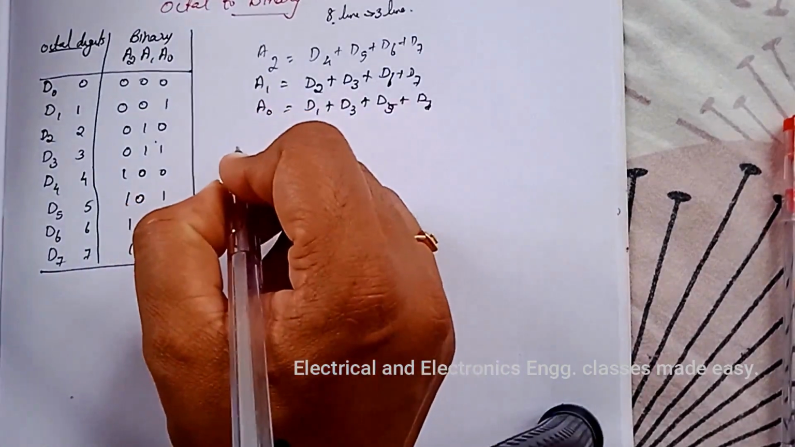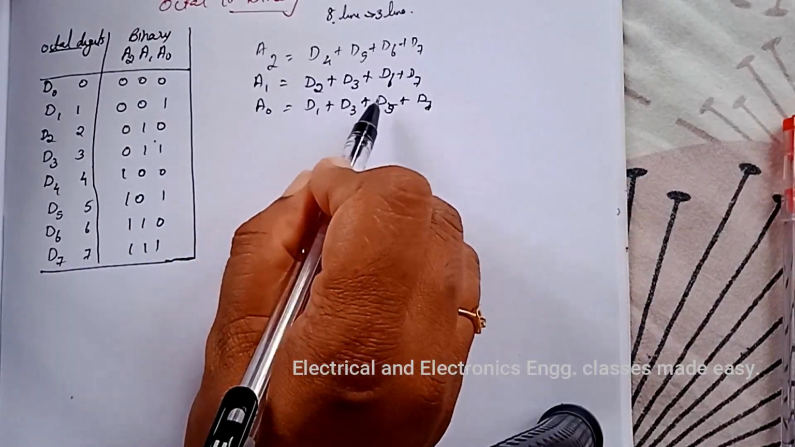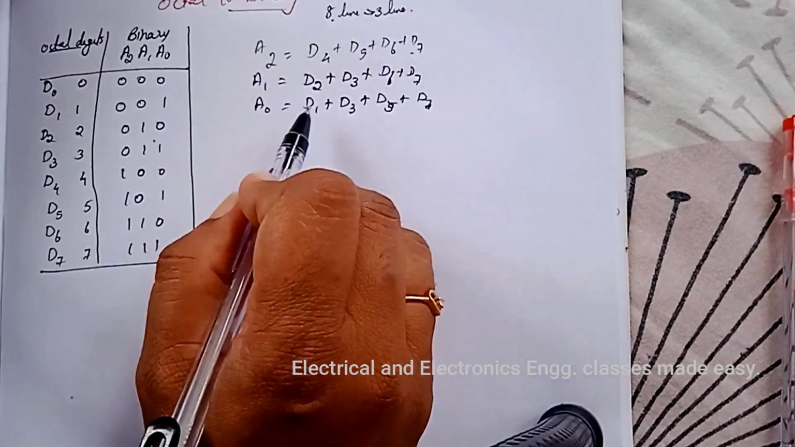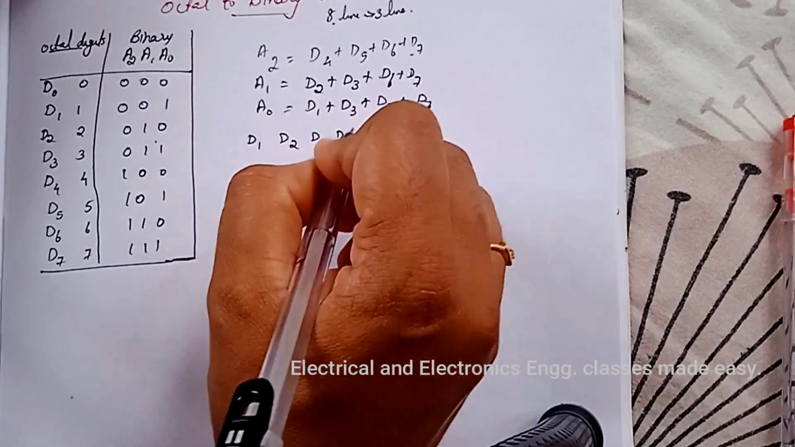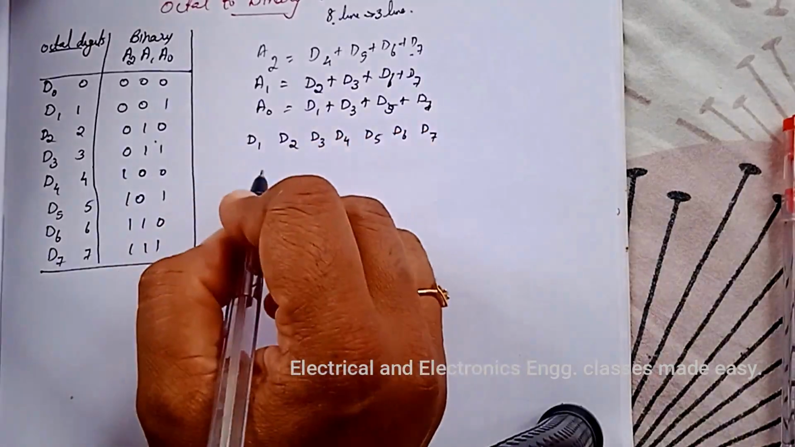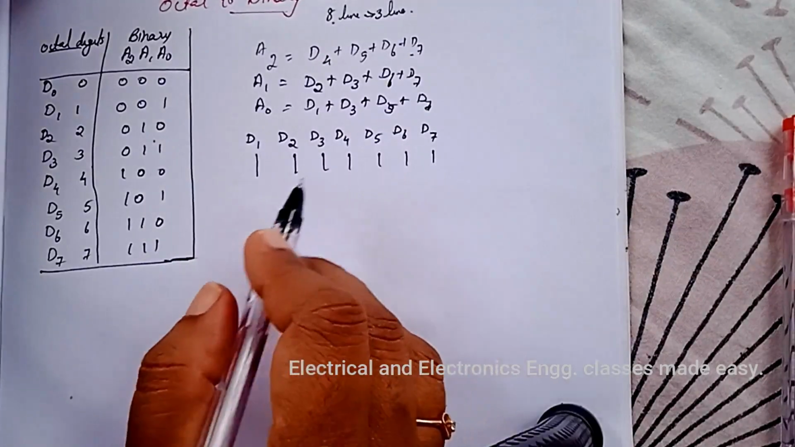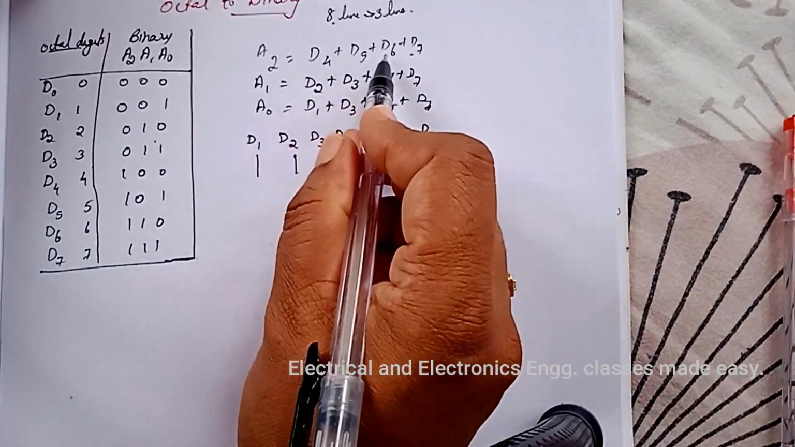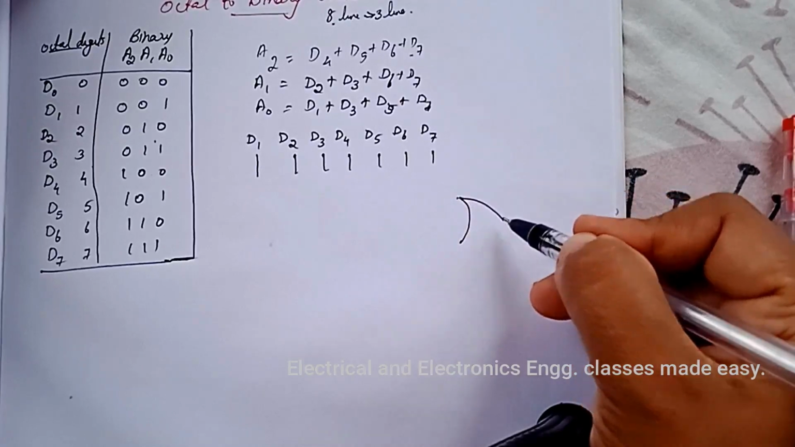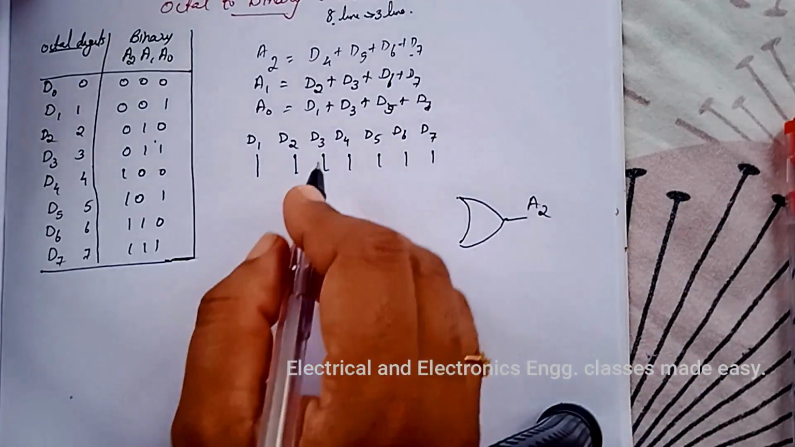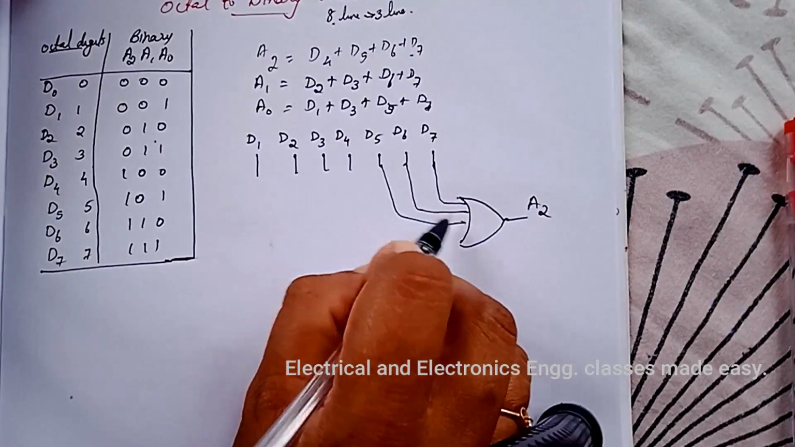Now we can draw the logic diagram. The inputs D1, D2, D3, D4, D5, D6 and D7 are present, and D0 is not present. So these are the input lines. Here A2 is D4 plus D5 plus D6 plus D7. A2 we can draw like this, that is an OR gate, with inputs D7, D6, D5 and D4.